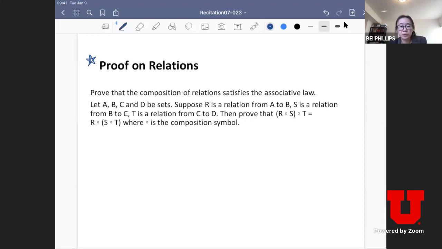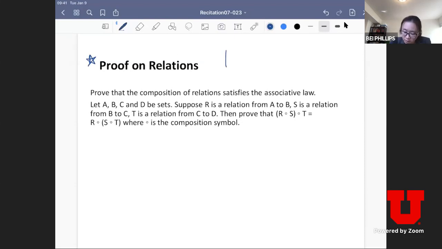So what I want you to prove is that the composition of relations satisfies the associative law. You have A, B, C, D to be sets. R is a relation from A to B. S is a relation from B to C. T is a relation from C to D.